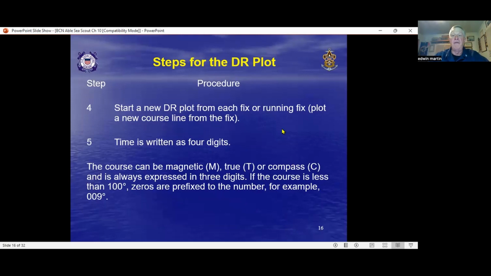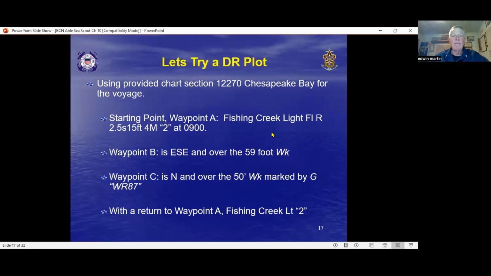Start a new DR plot from each fix, and the time is written in 4 digits. The course can be, like I said before, magnetic. True is usually understood, so we don't use the T. The C would be used, always expressed in 3 digits. Okay, so I think I've talked enough about just the basics of what a DR plot has. I think one of the best things to do is to really just jump in and see what we can do.